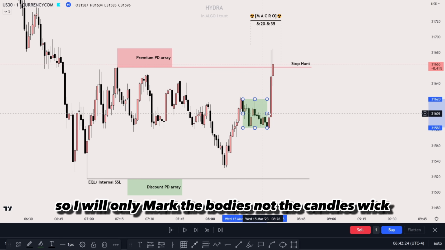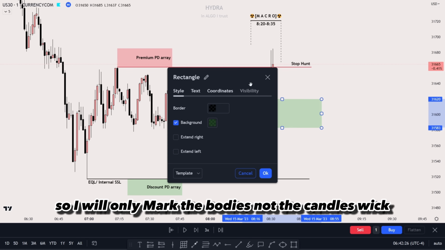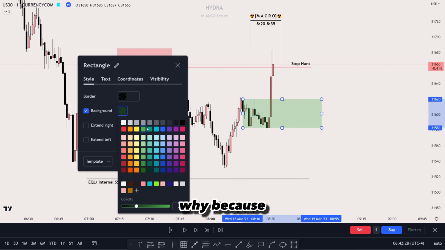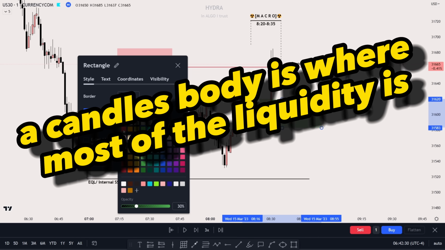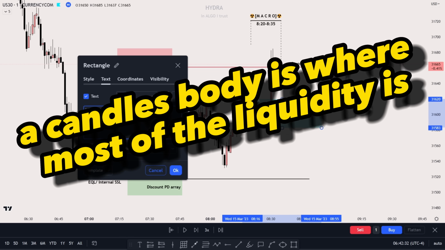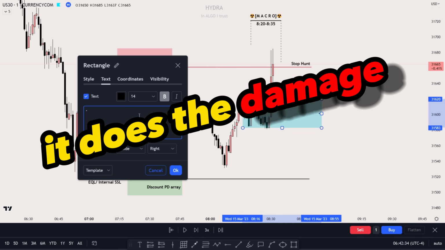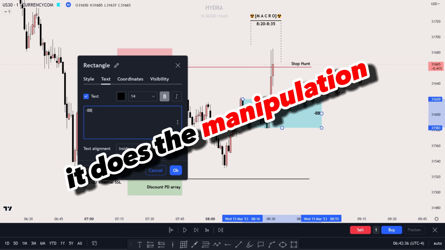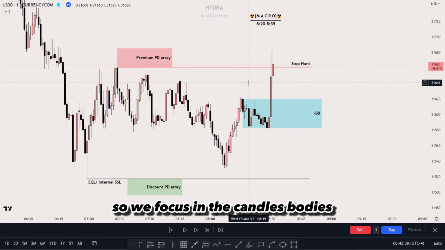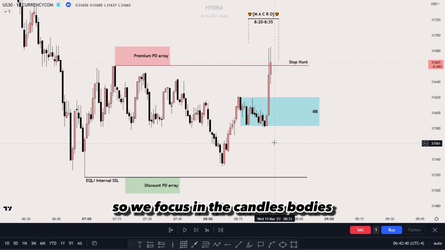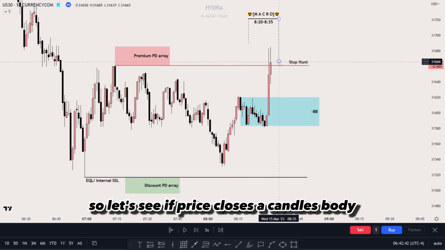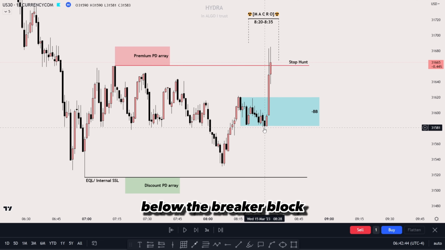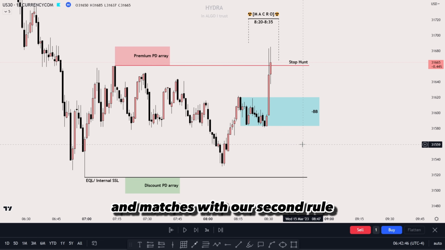So I will only mark the bodies, not the candles' wicks. Why? Because a candle's body is where most of the liquidity is. A candle's wick does the damage, it does the manipulation. So we focus on the candles' bodies. So let's see if price closes a candle's body below the breaker block and matches our second rule.